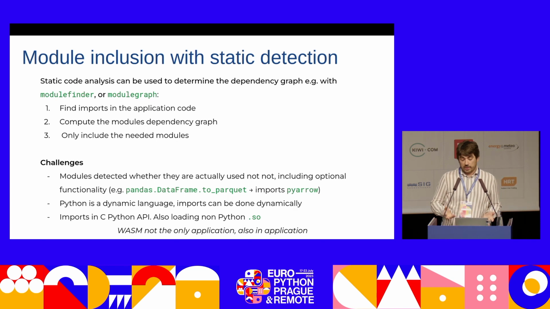But the problem, of course, is that there are a lot of things that are optional. For instance, in pandas, if you use the toParquet method, you will need the PyArrow dependency. But if you don't use it, you will not need it. So your dependency parser needs to be able to understand that. And worse, Python is very dynamic, so you can do a lot of things dynamically, including imports, and then these approaches will break.